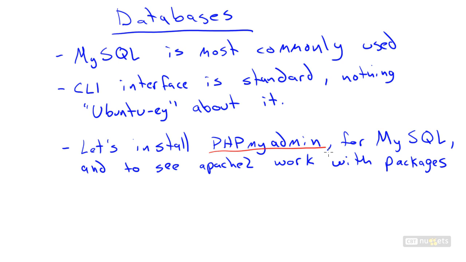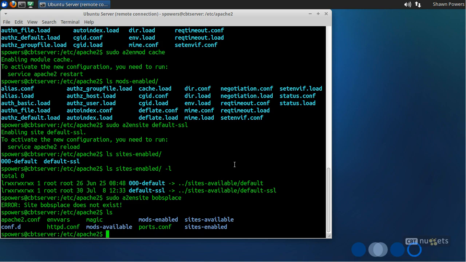So let's check out databases, and then we'll see how Apache 2 handles programs. Back here in the command line, I want to quickly show you how to install the MySQL server. Now, MySQL is arguably the most commonly used database system in Ubuntu. Postgres is also available, but usually when we talk about a LAMP stack, it's Linux, Apache, MySQL, and PHP. So that's generally the database system that you're going to be running into on the command line.